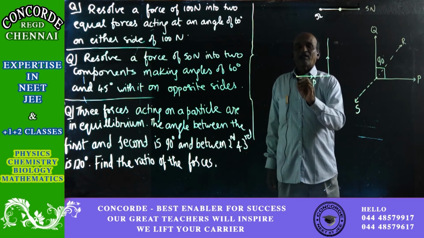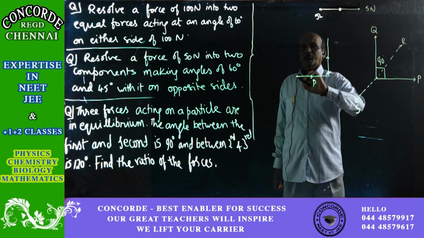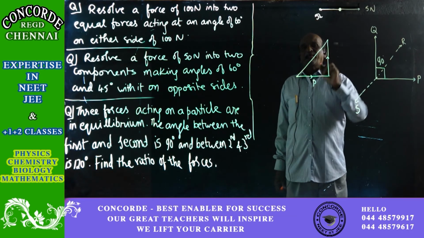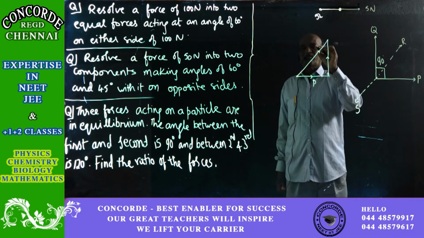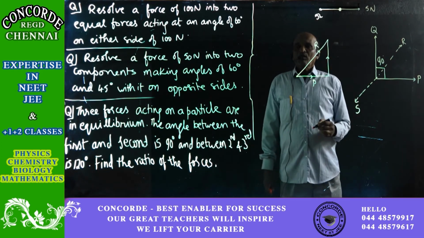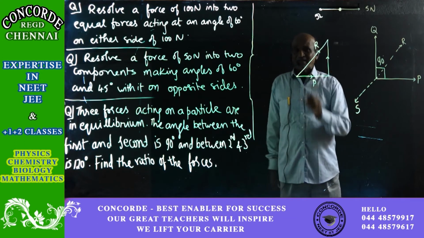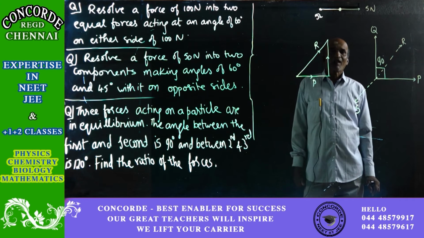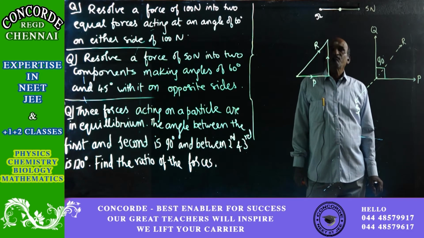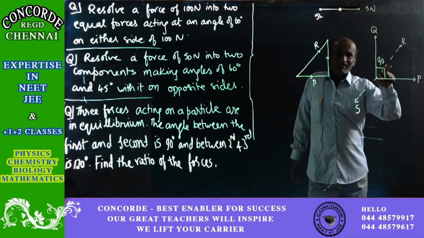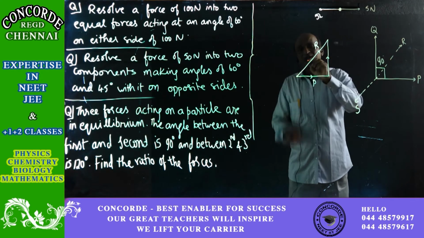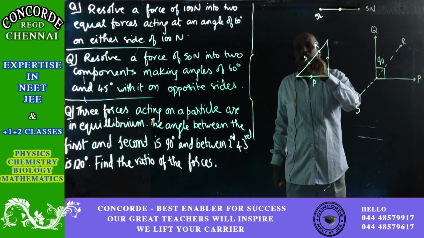Starting from the tail of one force to the head of the other force, that will be equal to the resultant. And we know that when a triangle is formed like this, the sine rule can be applied here. And for equilibrium, there is a force which is equal and opposite to the resultant. Equal to the resultant means this length, but in the opposite direction, that will be the third force.